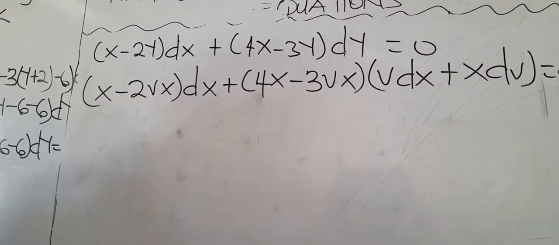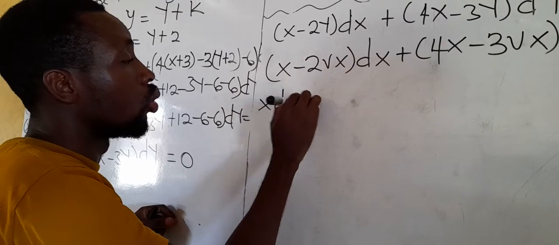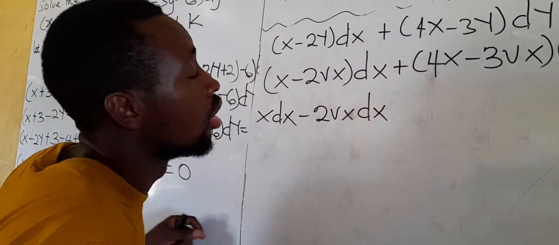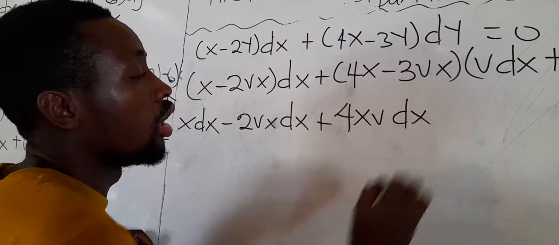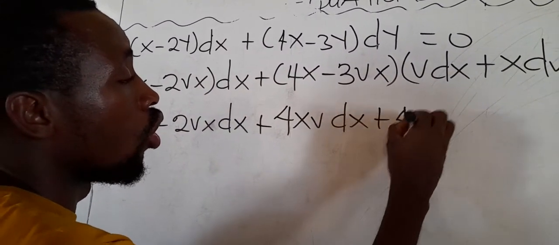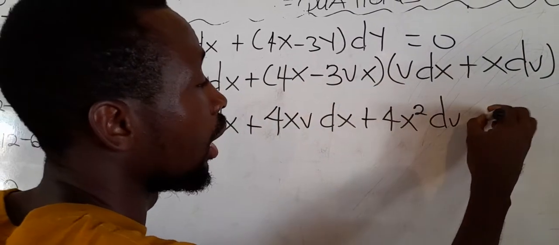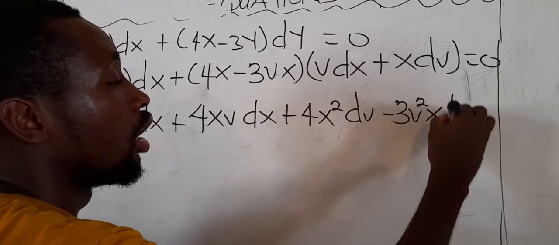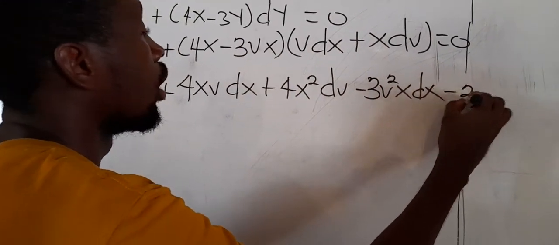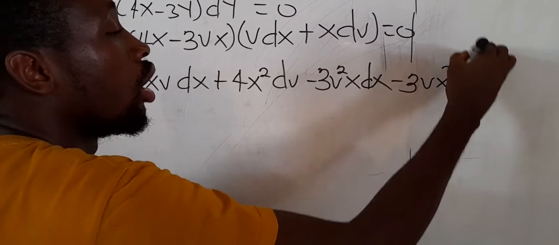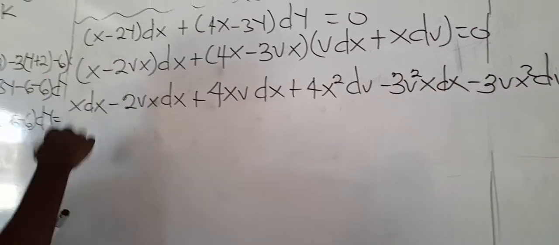What's the next thing? We'll try to distribute the dx and the dv across. Now this time this will be x dx. This time this will be minus 2vx dx, plus 4x times v dx will be 4xv dx. Then 4x times that will be plus 4x squared dv. Now we'll take this one too. Minus 3vx times v dx will be minus 3v squared x dx. Then minus 3 times this will be minus 3vx squared dv equal to 0. Please bear with me for going to the other side of the board. I don't want to come here so that the understanding will not come.